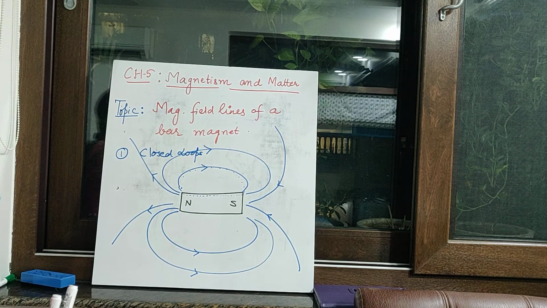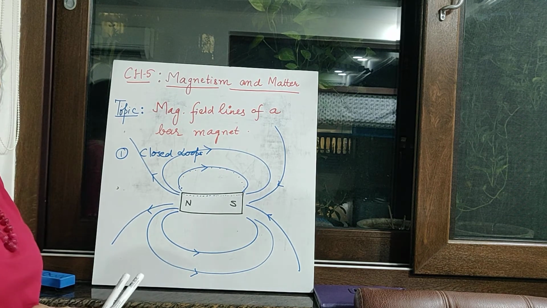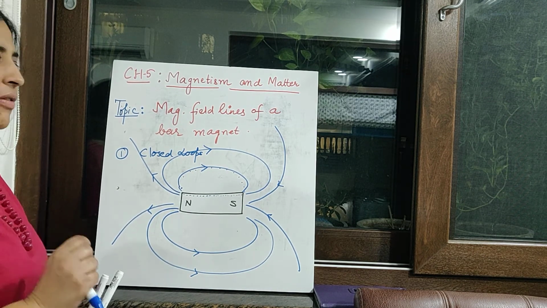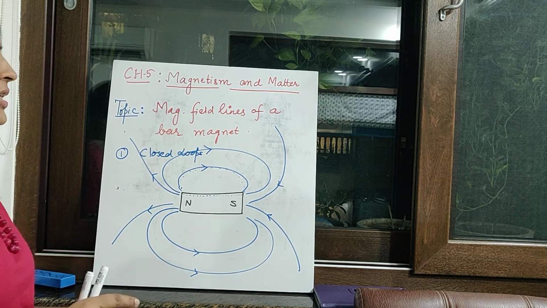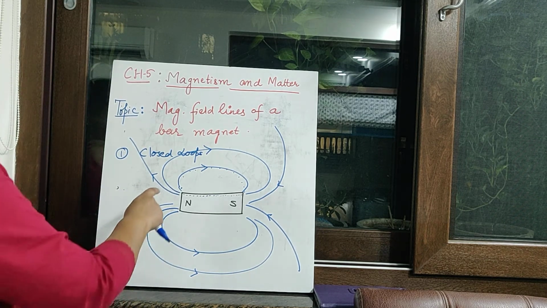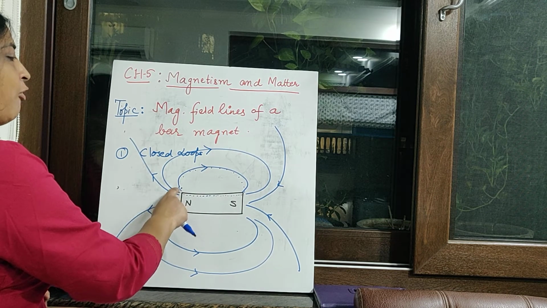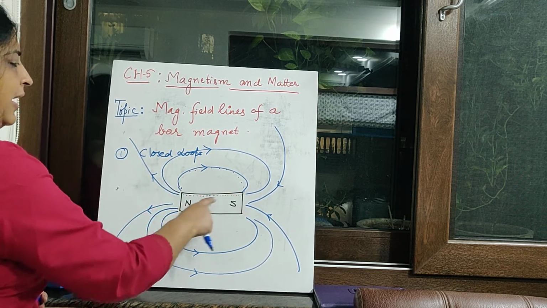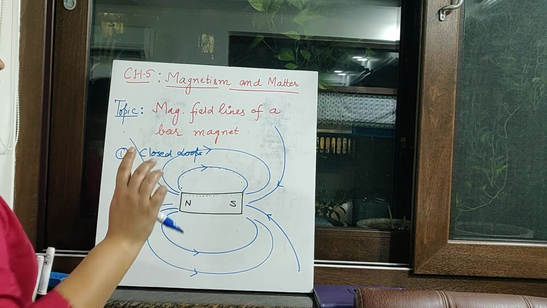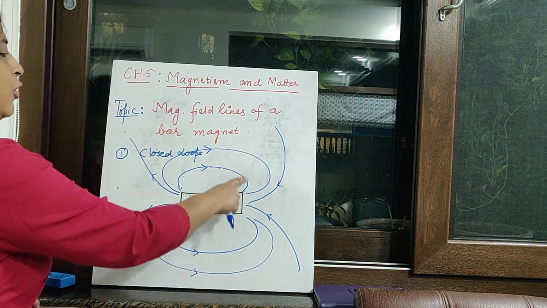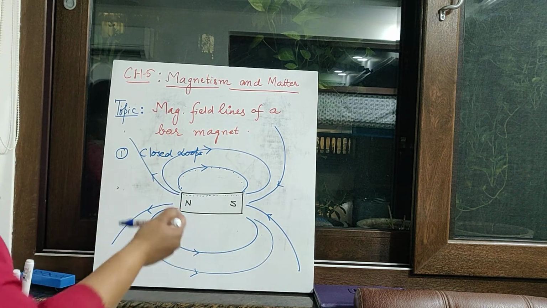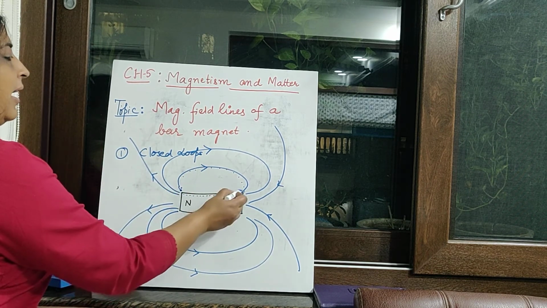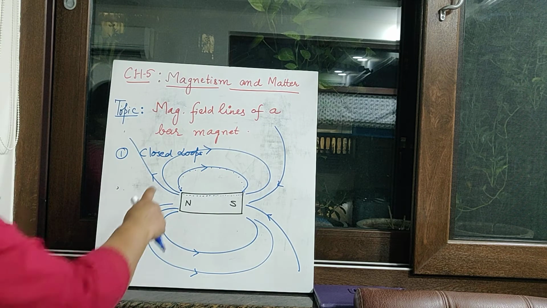Unlike what you learned in the first chapter, electrostatics, where the electric field line starts from the positive charge and ends at the negative charge, here it is not so. The magnetic field lines form closed loops. They do not start from anywhere and do not end anywhere. But outside the magnet it will appear as if the lines are starting from the north pole and ending at the south pole, like this.